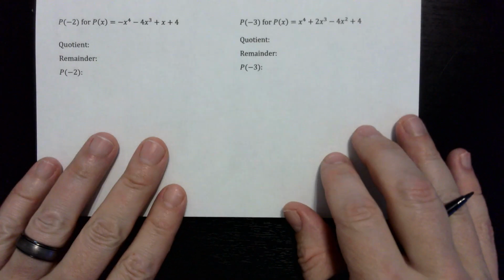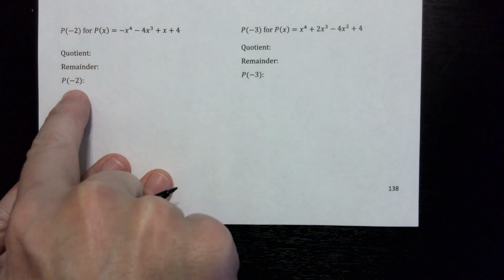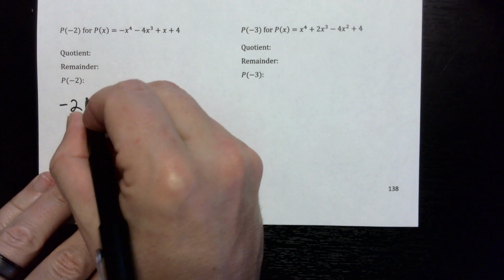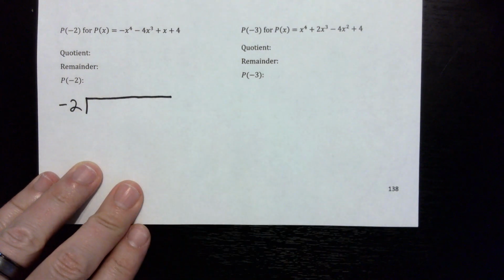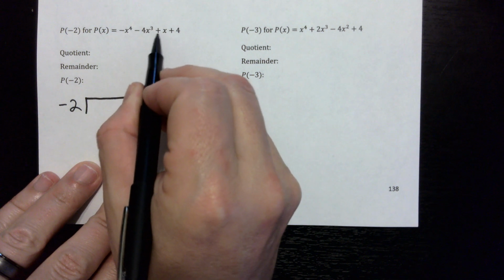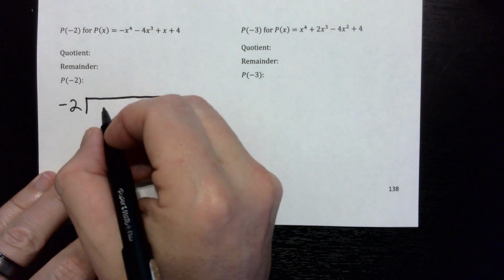Okay, let's do 2 more. So we ask the same question. This time we're going to put a -2 out front. That's what we're evaluating. So we're going to try to find the remainder using synthetic division so that we can get the answer. Okay, so are there any missing terms? We've got x to the 4th, x to the 3rd, no x squared, and then an x and a number. So the x squared's missing, so I'll put a 0 there.